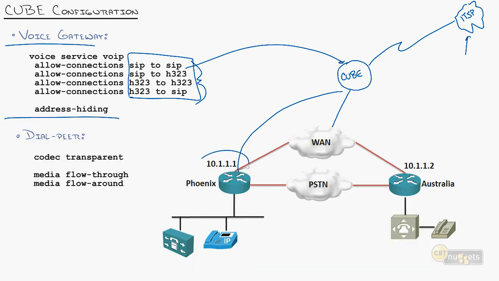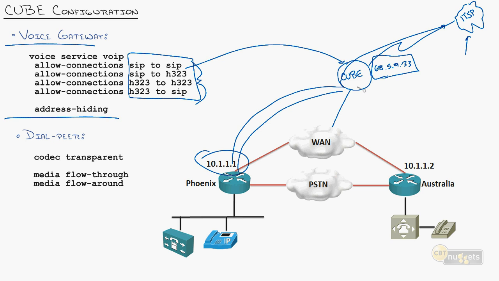So this guy came in as 10.1.1.1, but maybe you've got 68.5.9.33 right here on the WAN. It's going to hide that address by replacing it with its own. So think of it like a voice NAT, and that's in the SIP signaling.